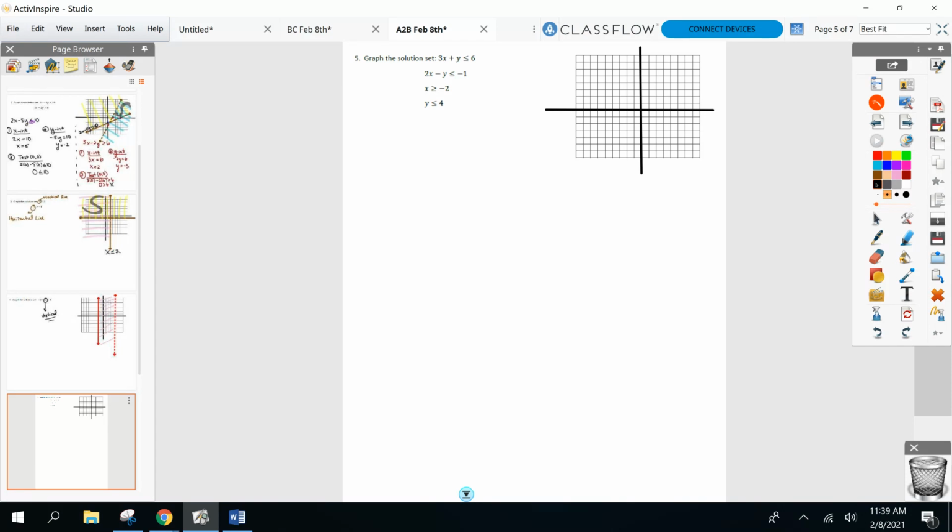If you haven't done so already, graph yourself an X and a Y axis. Go ahead.